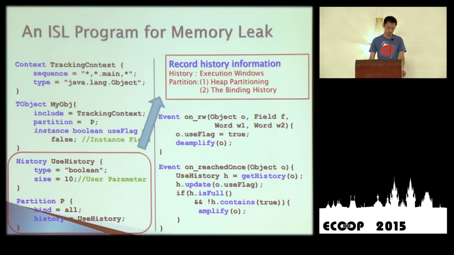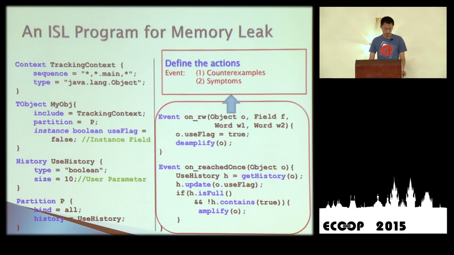There are two events in this example. The logic in the first event will be executed when the object O is read or written. Because object O is read or written, that means it's used again. So we should set the use flag in the metadata field. Also, because it's used, we should remove all the penalties we have added to it because it's not suspicious anymore. So we call deamplify on this object O.